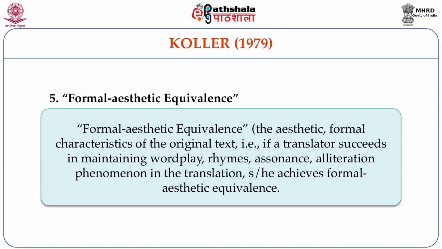Fifth is formal aesthetic equivalence, or the aesthetic formal characteristics of the original text. If a translator succeeds in maintaining wordplay, rhymes, assonance, alliteration phenomena in the translation, she or he achieves formal aesthetic equivalence. Having classified different types of equivalence, KOLLER then argues that a hierarchy of values can be preserved in translation only if the translator comes up with a hierarchy of equivalence requirements for the target text.